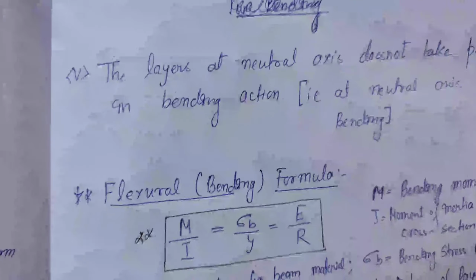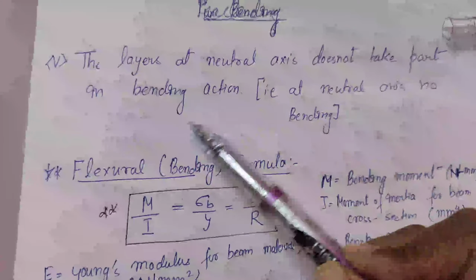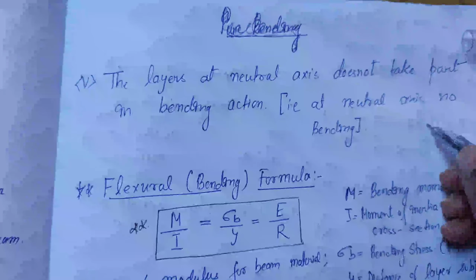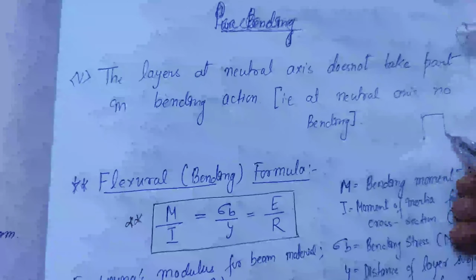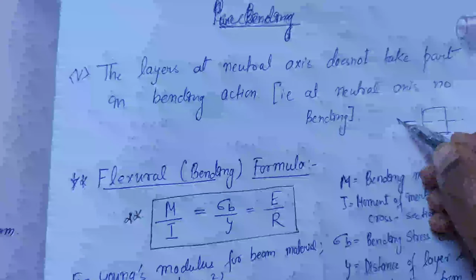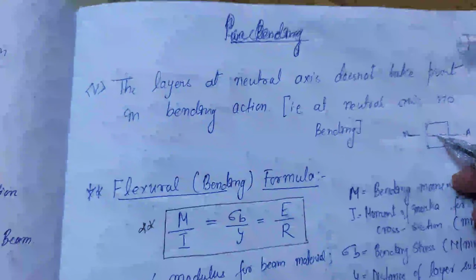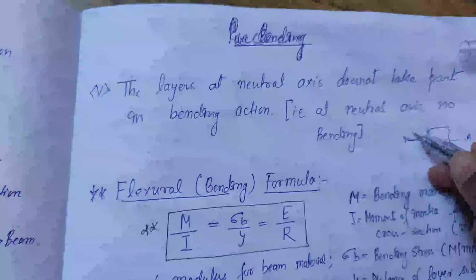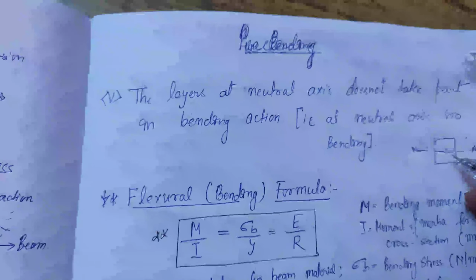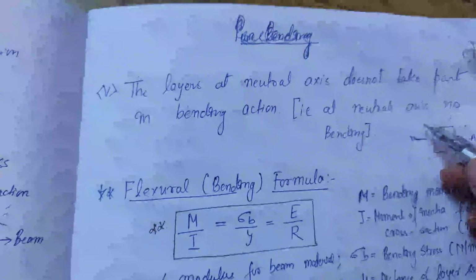Now let's see the fifth assumption. The layers at the neutral axis do not take part in bending action. Suppose this is the beam with a rectangular cross section, and this is the neutral axis, which is at the center. The layers at the neutral axis do not take part in the bending action when your cross section bends. These layers will not take part because at the neutral axis there is no bending.